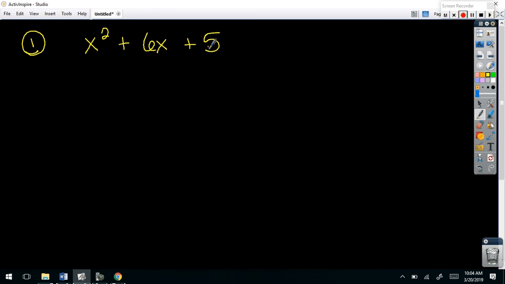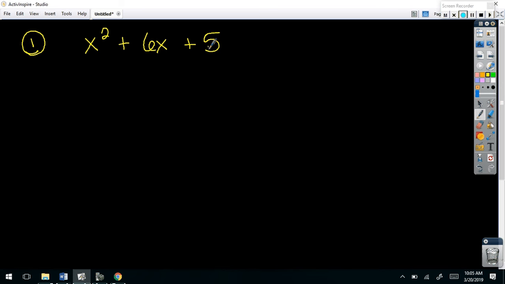I have my trinomial. What is my very first step to do? GCF. Does this one have a GCF? What? 1. If it's 1 in this case, when you first start, you don't have to write it, okay? The only time you're going to write 1 is when you're in the middle of the slash problem, okay? All right, so I'm good there.